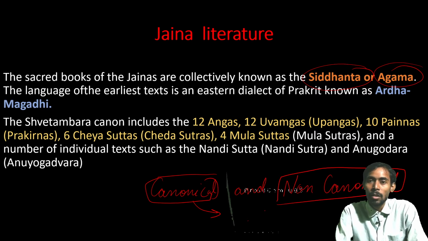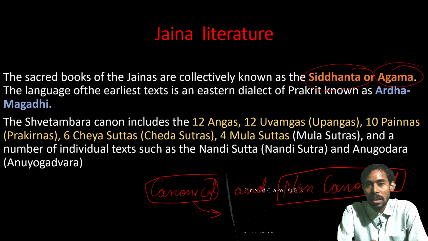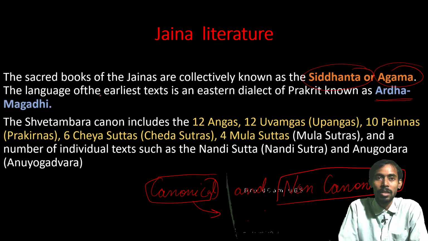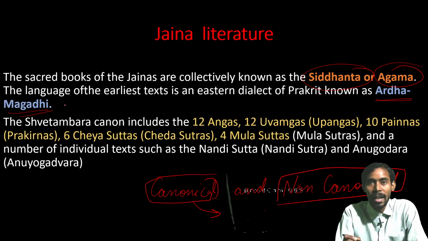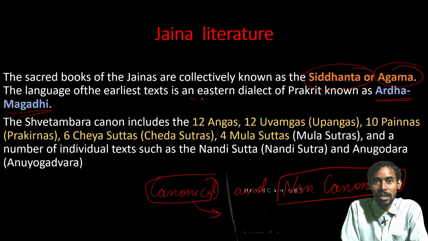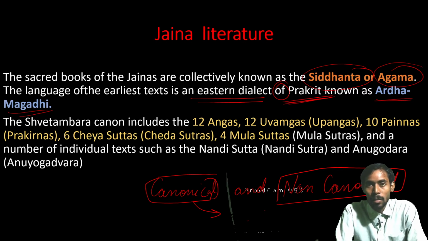Now, as we move ahead, we would like to know what the language and the script were. If we talk about the language, the earliest text of Jain literature is in Ardha Magadhi. This Ardha Magadhi is a dialect, specifically an eastern dialect of Prakrit, and this language has been used in the earliest text of Jain literature.